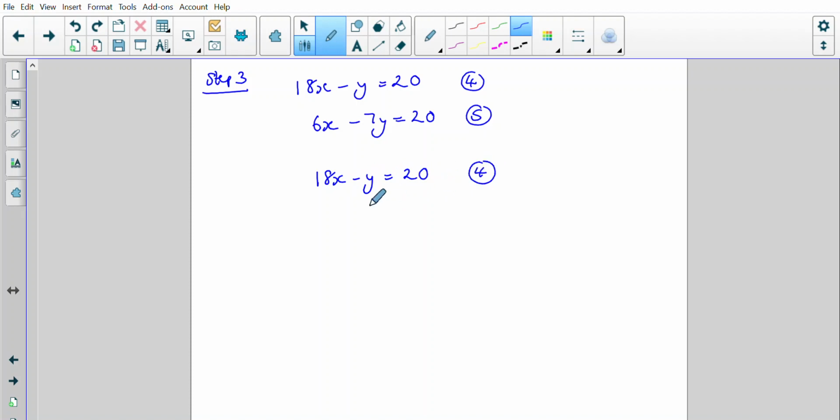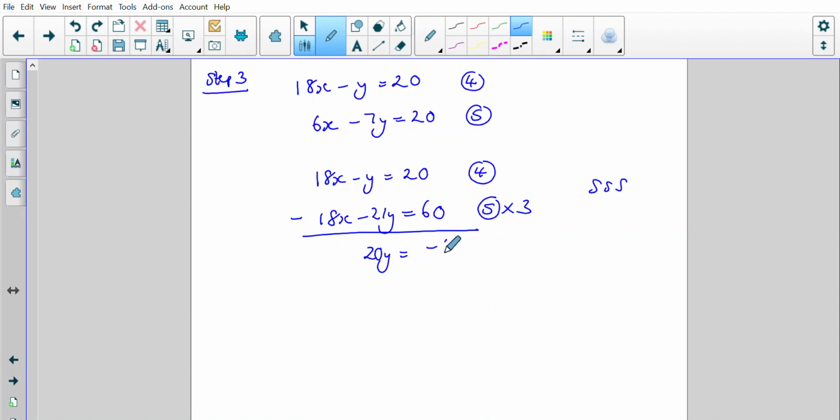That's my equation 4. And then equation 5 times 3, I'm going to have 18x minus 21y equals 60. I've got the same sign in front of my x terms, so I'm going to use SSS again, same sign, subtract. Subtract the equation, again I need to be careful, minus y minus 21y. So I've got minus y plus 21y, which gives me 20y equals minus 40. So y equals minus 2.